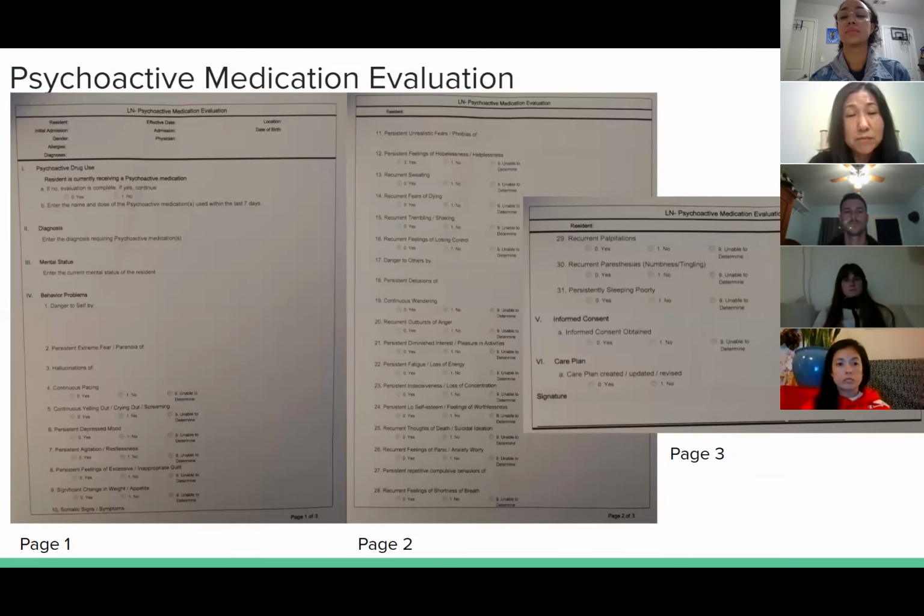The next form is the psychoactive medication evaluation. Psychoactive medications are a well-documented risk factor for fall injuries with adverse effects of hypotension, sedation, and gait abnormalities. In this document, it notes the mental status and any behavior problems of the patient. Next slide, please.